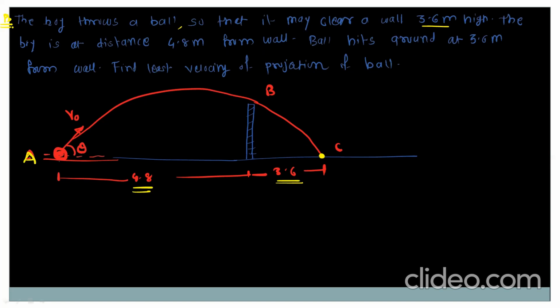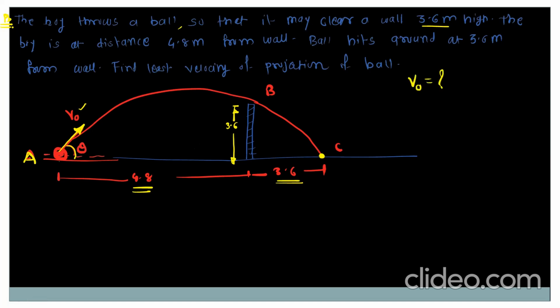Okay. So this is the given diagram. So this is the wall. So this wall having the height 3.6 meter. Then the position of the boy is 4.8 meter behind the wall, and the ball hits the ground at 3.6 meter on the other side. Okay. So consider the initial velocity, that is the velocity of projection, as v naught, and the angle of projection with respect to horizontal as theta. So the question is we have to find out the velocity v naught.